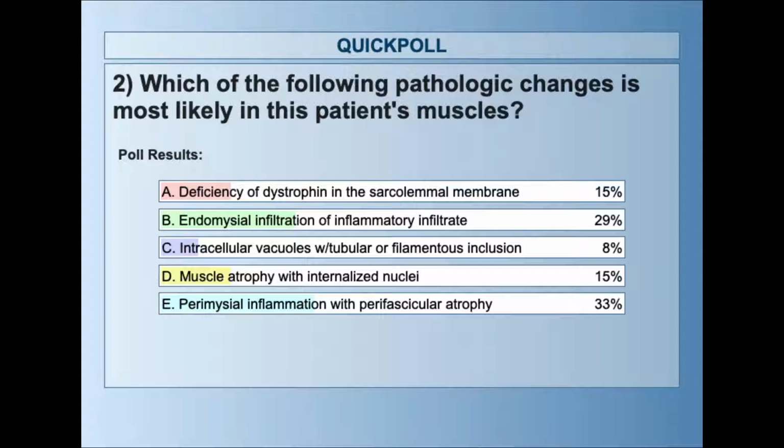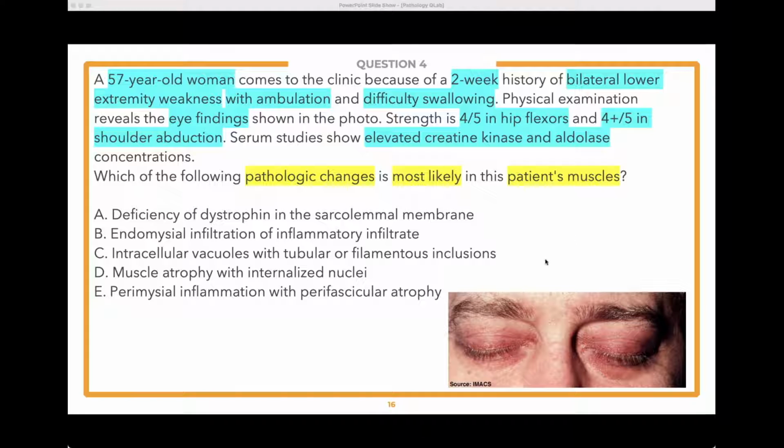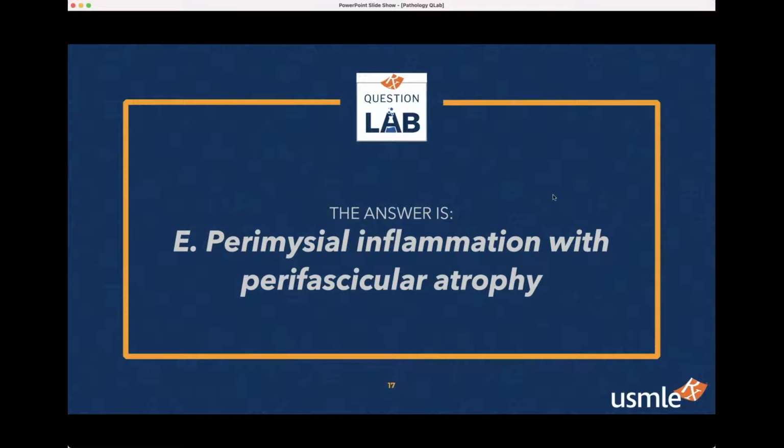So let's go ahead and hide the results and figure out what the answer is. And the answer to question 2 tonight is answer choice E, perimysial inflammation with perifascicular atrophy. So again, good job. The leading vote getter was the right answer, but obviously this is another tricky question. So I'm going to turn it over to Paris to help walk us through it.